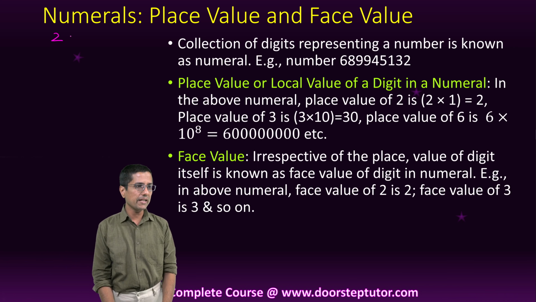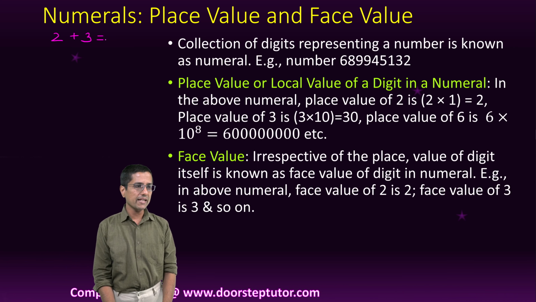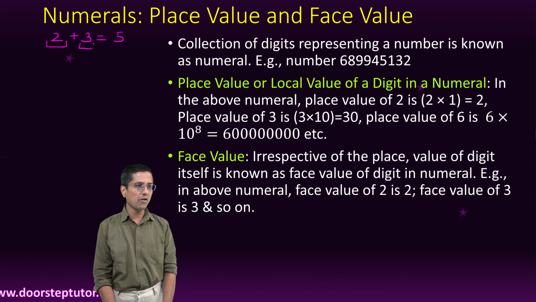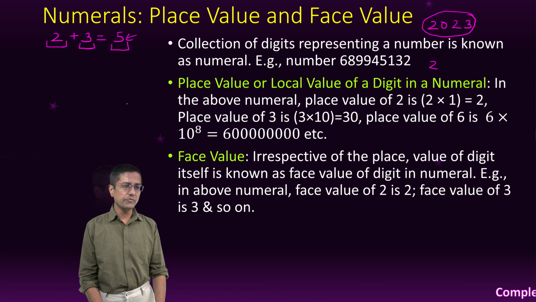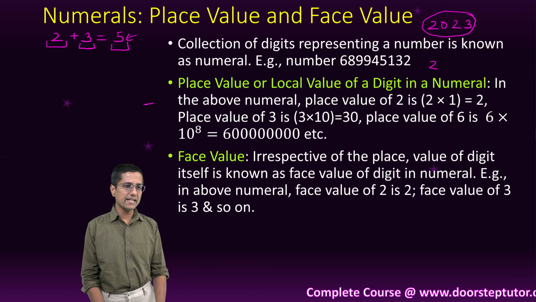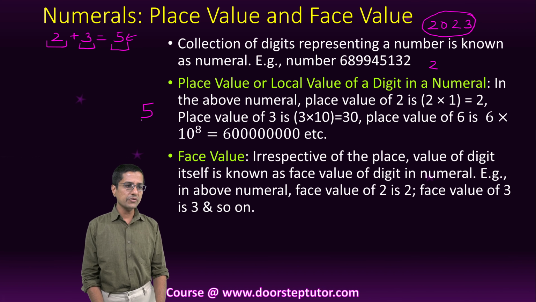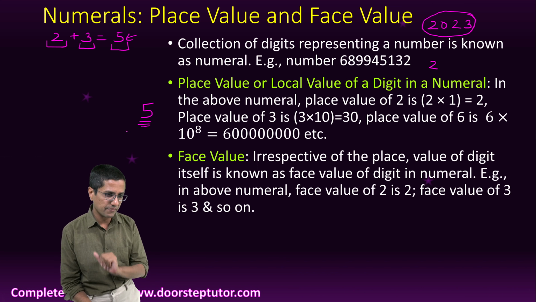Here, for example, in our expression, when we wrote 2 plus 3 is equal to 5, there are 3 numerals involved: 2, 3 and 5. So we'll only deal with decimal numerals. Now what does it mean? It means that, let's say I have a number 5. The digit here is 5.